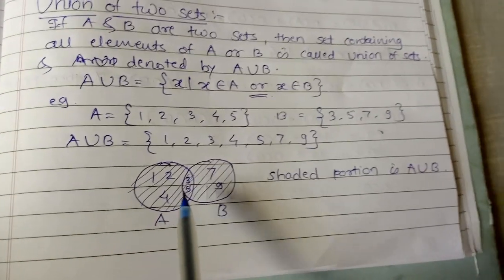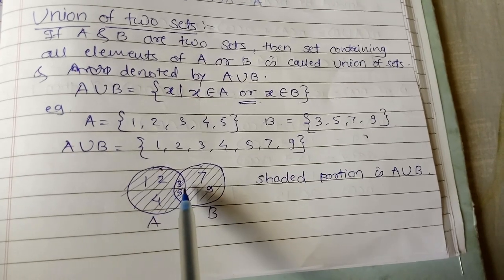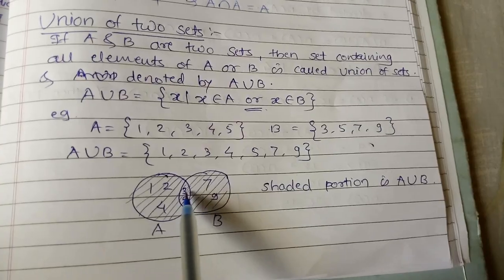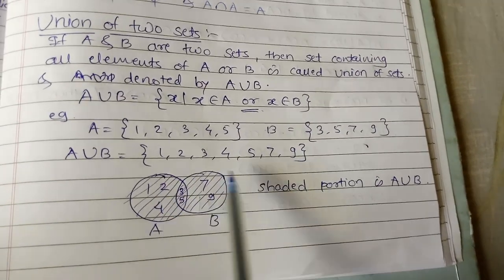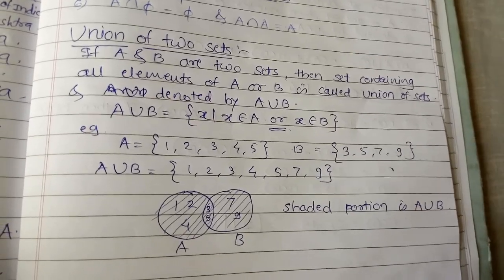And the Venn diagram for this one is this: 1 2 4 3 and 5, here 3 5 7 9. So all these elements, this total shaded portion shows the A union B.